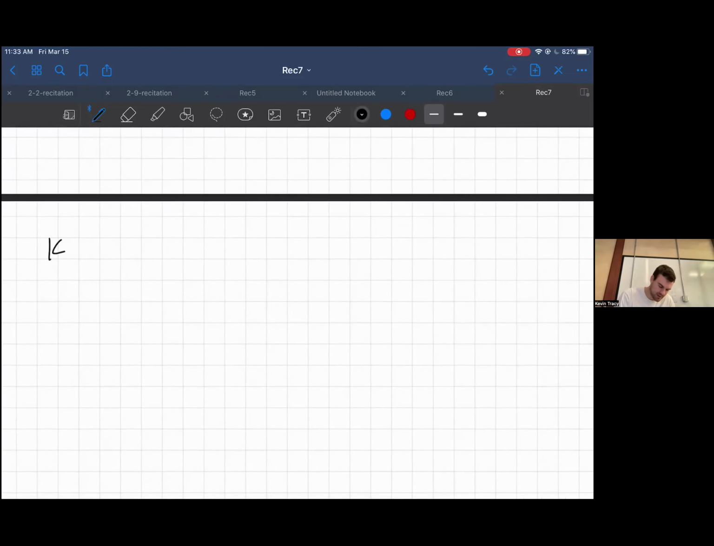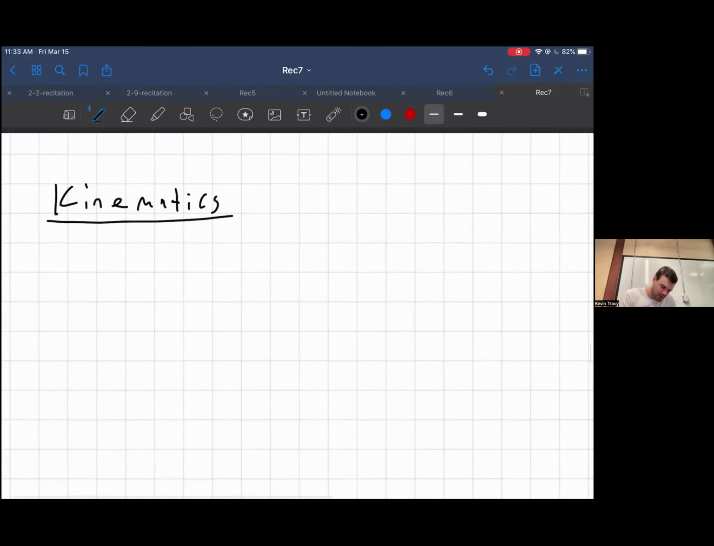Okay, next thing is kinematics. And this I always think is such an interesting discussion because everybody has different, I guess, preconceived notions as to why this should work. And it's really not obvious. So, translation.